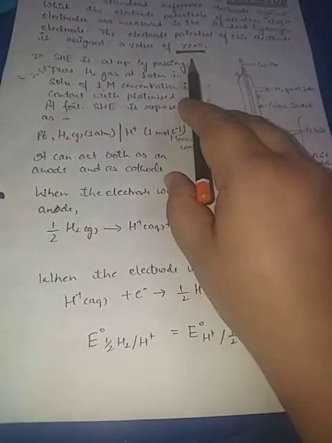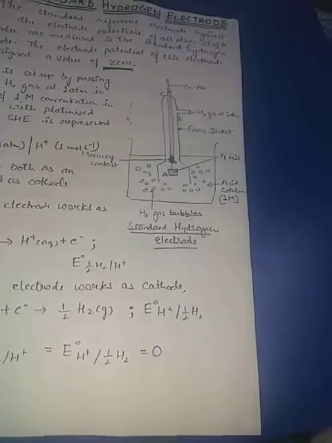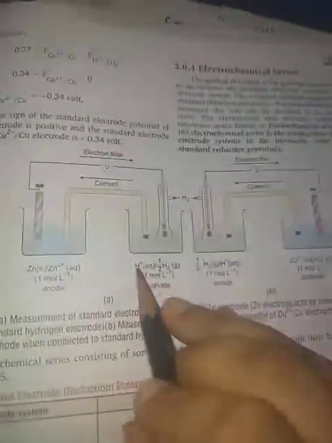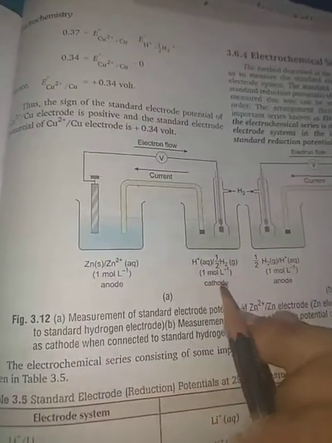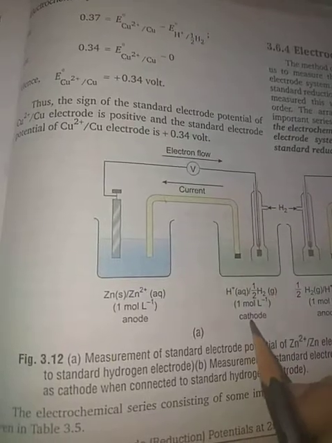Its value is always 0. It does not have any electrode potential value. Okay, so now we'll see how it can act as an anode and as a cathode. Suppose this is here. If we talk about this, see here, this hydrogen electrode is acting as a cathode.